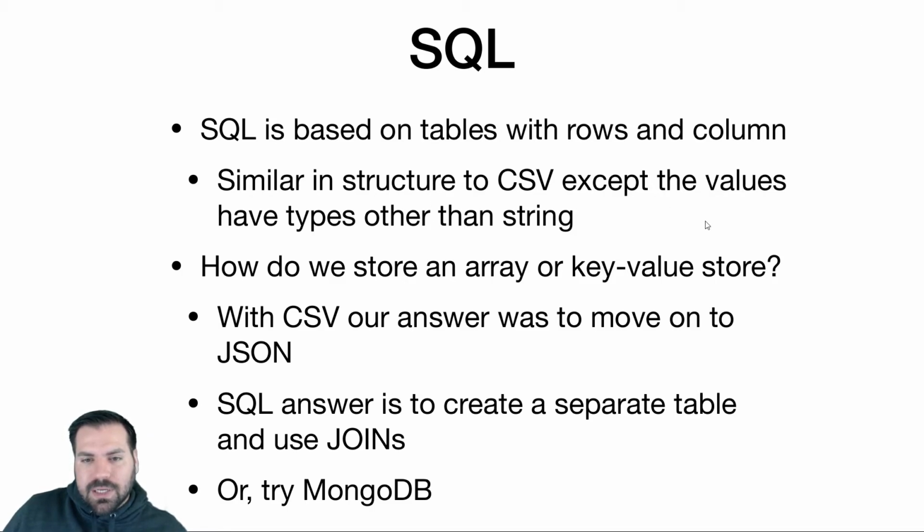So SQL is based on rows and columns. You create a table, and it's really like effectively a spreadsheet. You have columns, you have rows, you have data in each cell. Very structured, very similar to CSV as a format. But what if we want to store something like an array or a key value store? We want some sort of data structure as one of the columns.